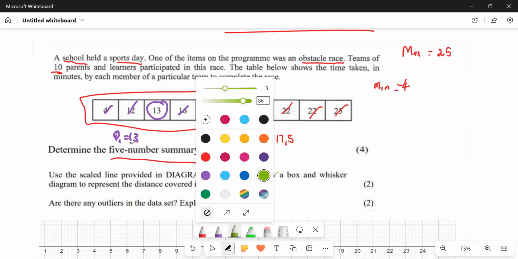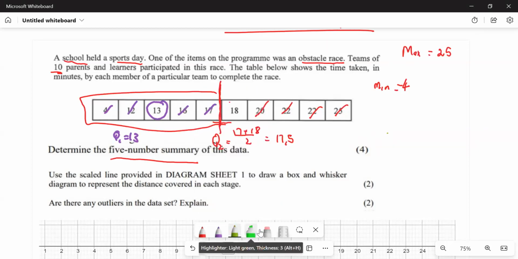Okay, we want to get Q3 then, Amos. What should they do if they want to get Q3? We do the same for the upper values, for the other 50% of the data. So we're going to say 18 goes with 25. And then 20 goes with 22. So what is going to be our Q3? It's 22, it's the one left over. Yes. Our Q3 is 22.